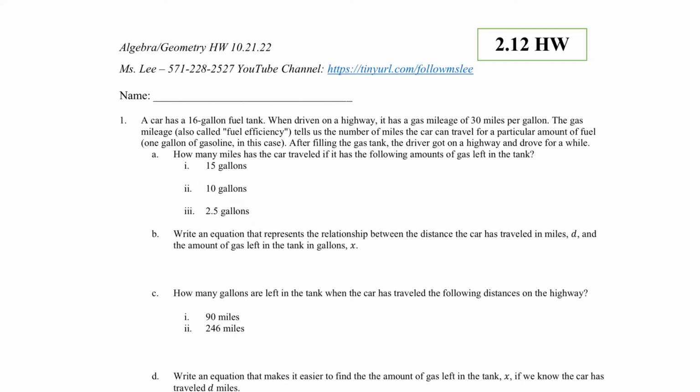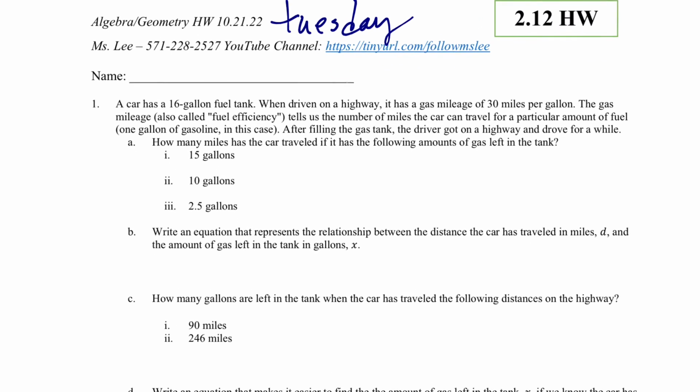Alright, hi everybody, this is homework 2.12. This homework is actually due on Tuesday because remember I will not be there on Monday, so you have a little bit longer, which is why this homework is also a little bit longer. So let's start with problem number one.